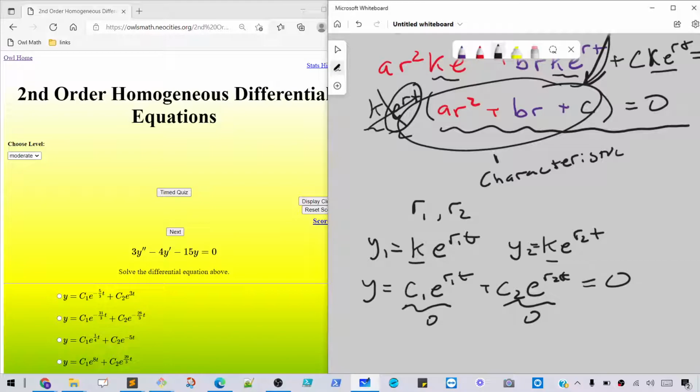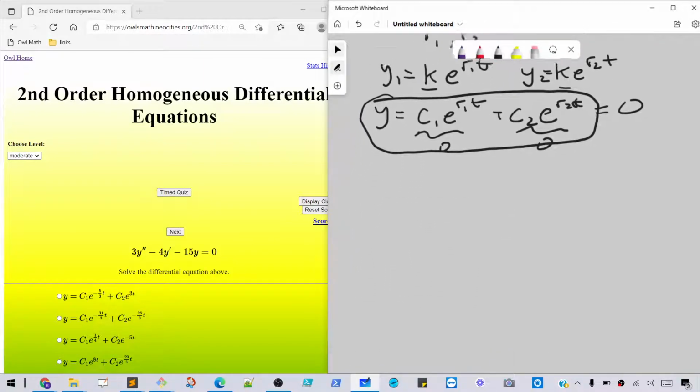So this is how you want to express it. This would be our solution for this kind of generic differential equation. Now that we've laid all that down, let's go as an example and work this problem on the left using what we just learned.